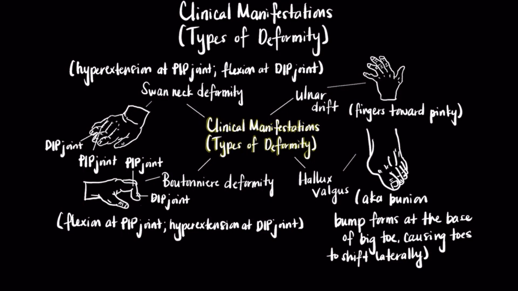Boutonniere deformity is also present in rheumatoid arthritis, where there is flexion at the proximal interphalangeal joint or PIP joint and hyperextension at the distal interphalangeal joint or DIP joint. A swan neck deformity is basically just the opposite of Boutonniere deformity, where there is hyperextension at the PIP joint and flexion at the DIP joint.